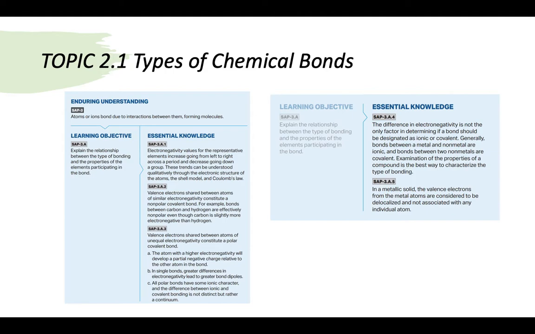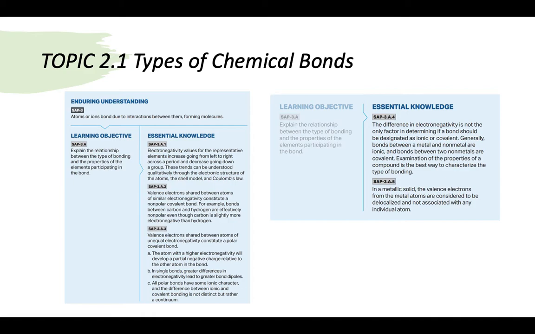The difference in electronegativity is not the only factor. You also have to worry about geometry and whether or not those are metals and nonmetals. If it is a metal and nonmetal, it's more likely to be ionic. If it's two nonmetals, it's more likely to be covalent.